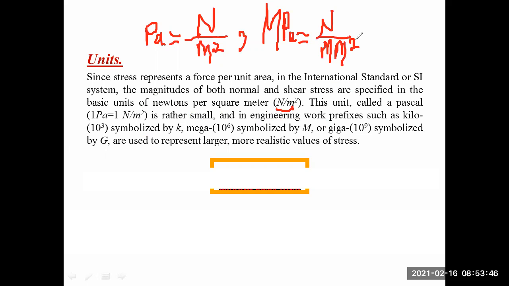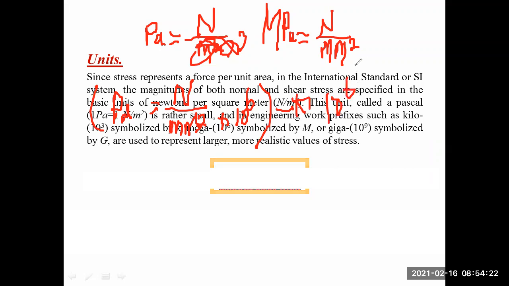To convert, let me check. Now we convert Newton over meter square. If you convert meter square into millimeter square, you are going to get millimeter square times 10 to the power 6, and this would be Pascal. If you multiply both sides by 10 to the power 6, this would eliminate this, and you are going to have 10 to the power 6 on this side. So megapascal would be equal to this unit, Newton per millimeter square.